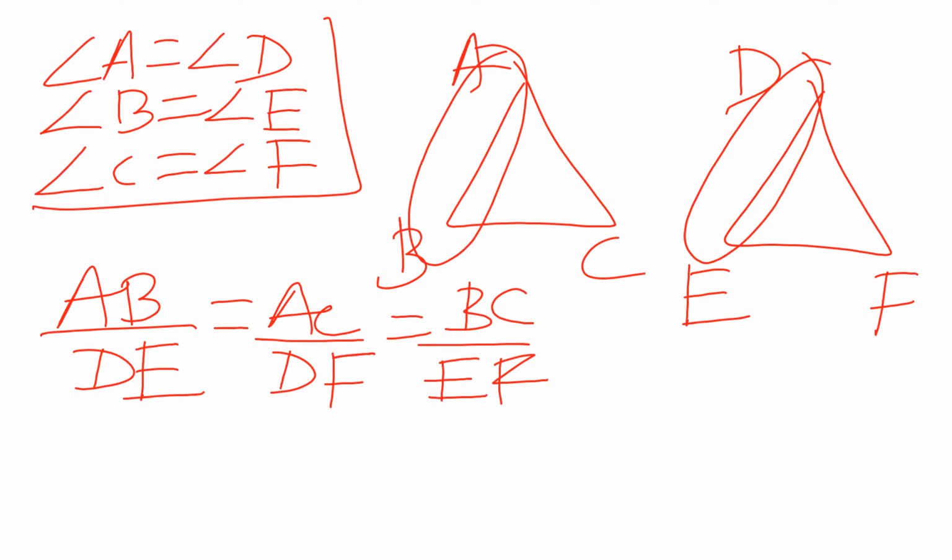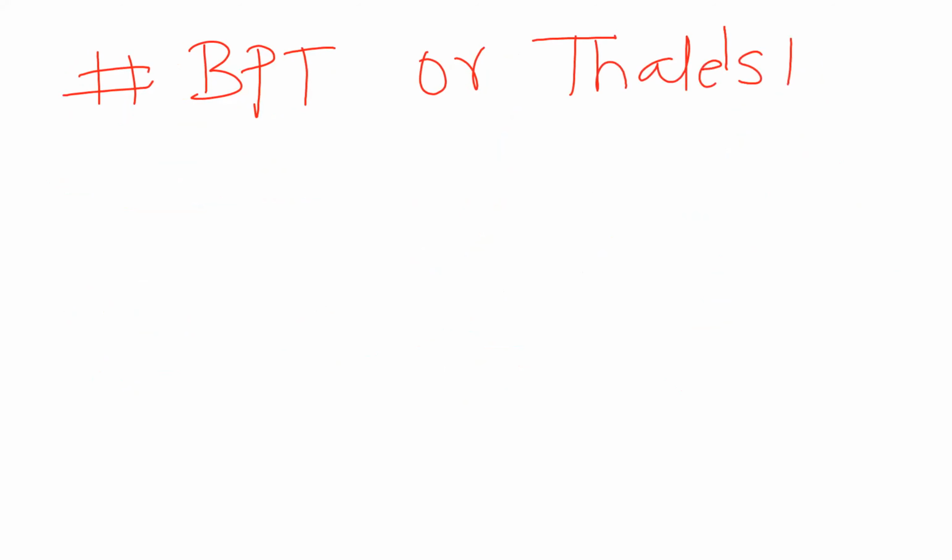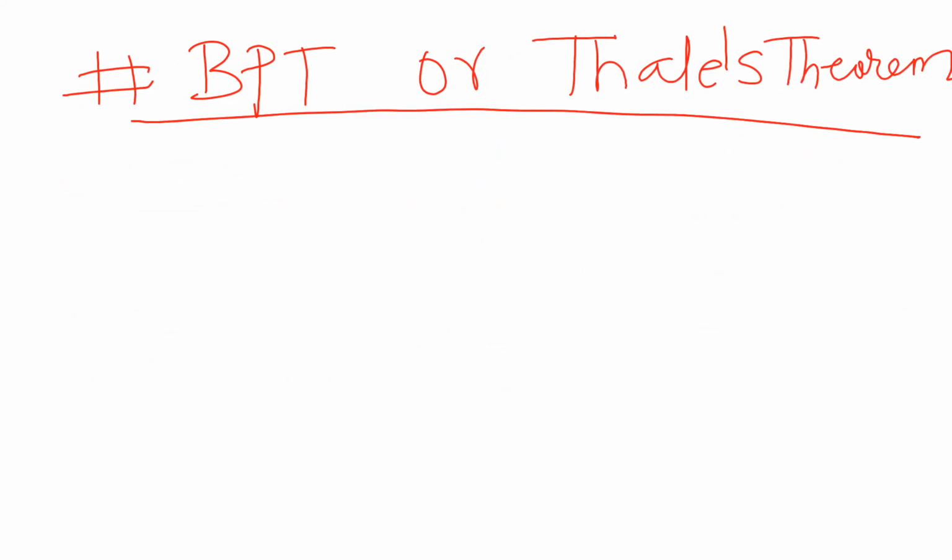And the representation is what? This is the symbol for similarity. Now a quick result related with similarity is the Basic Proportionality Theorem, called BPT or Thales theorem.